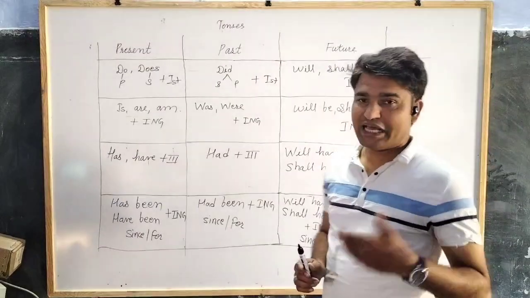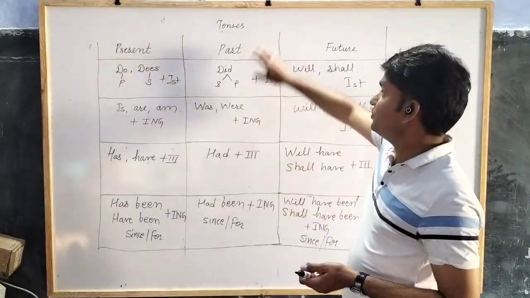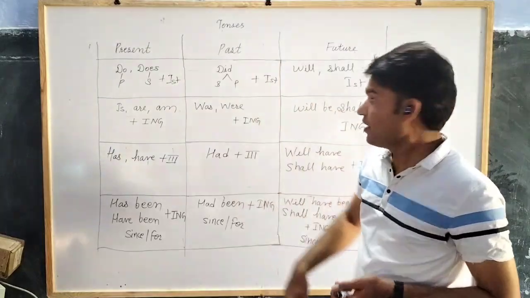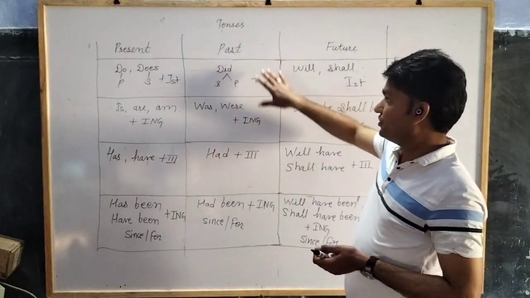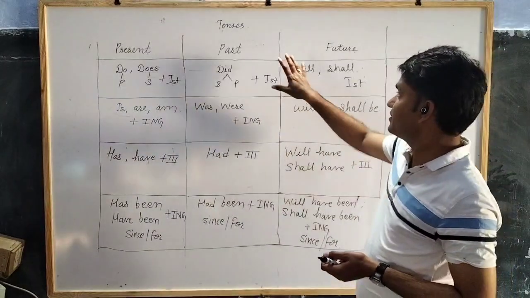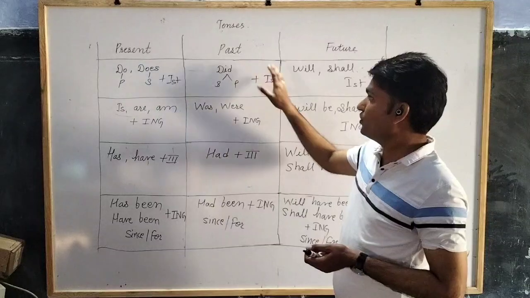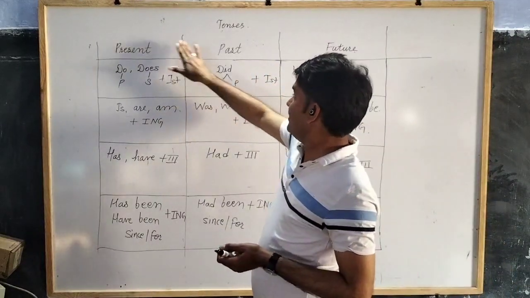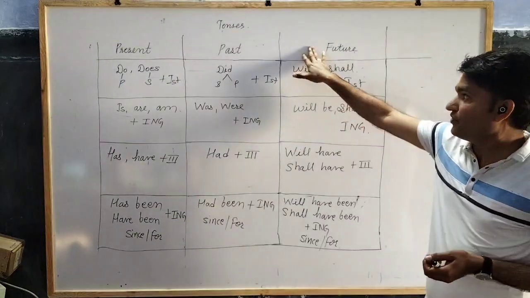As in my last video, we were teaching about tenses, and at that time I drew this tense chart, and the same tense chart is still on the board. You can watch here: present, past and future. These are the three types of tenses.